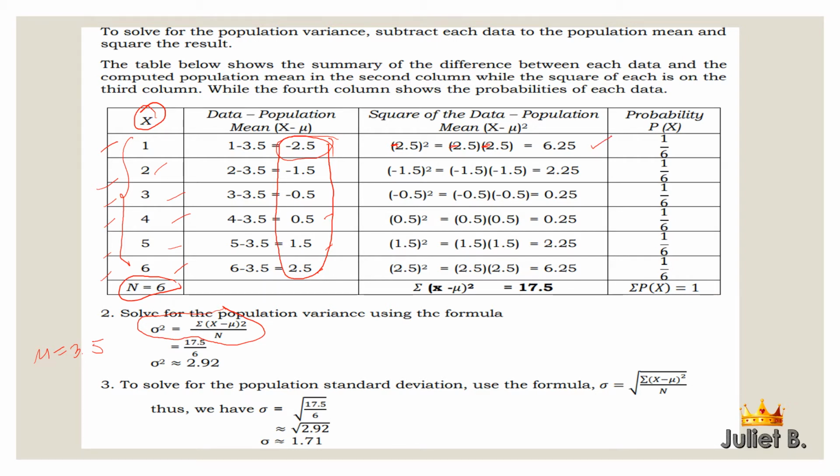Negative 1.5 squared, which is the same as negative 1.5 times negative 1.5, is 2.25. Negative 0.5 squared is 0.25. Again, positive 0.5 squared is 0.25. 1.5 squared is 2.25. And 2.5 squared is 6.25. Adding these will give us 17.5, or the summation of x minus mu, the population mean, squared, is equal to 17.5.